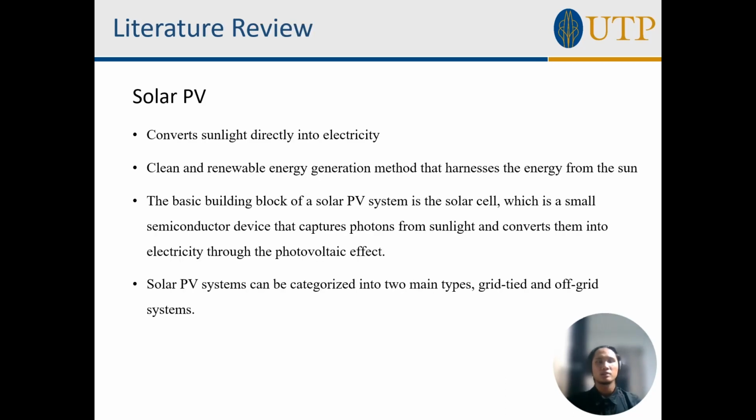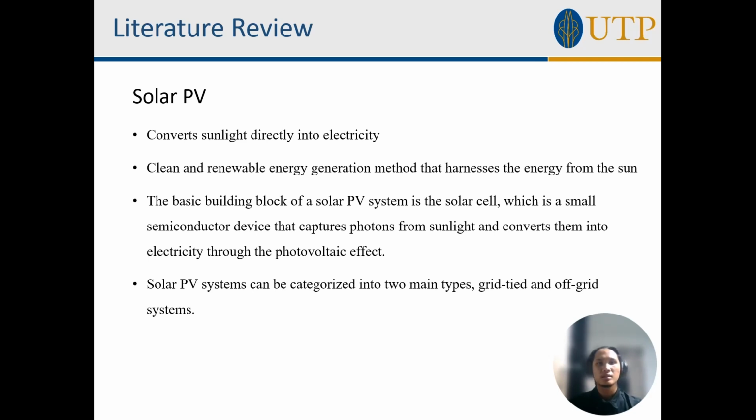Moving on to the literature review. Solar PV refers to the technology that converts sunlight directly into electricity. It is a clean and renewable energy generation method that harnesses the energy from the sun using semiconductor materials, typically made of silicon. When sunlight strikes this PV cell, it excites electrons, creating a flow of electricity. The basic building block of a solar PV system is the solar cell, which is a small semiconductor device that captures photons from sunlight and converts them into electricity through the photovoltaic effect.